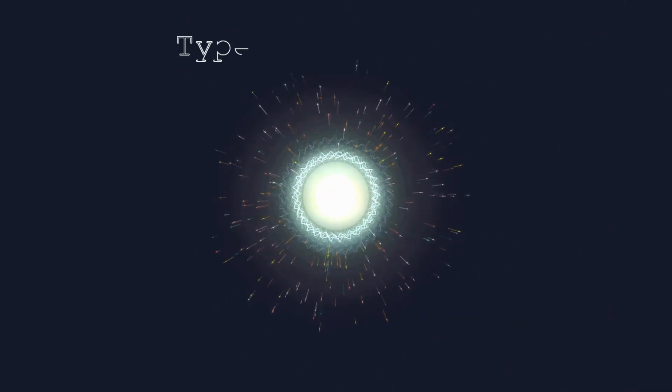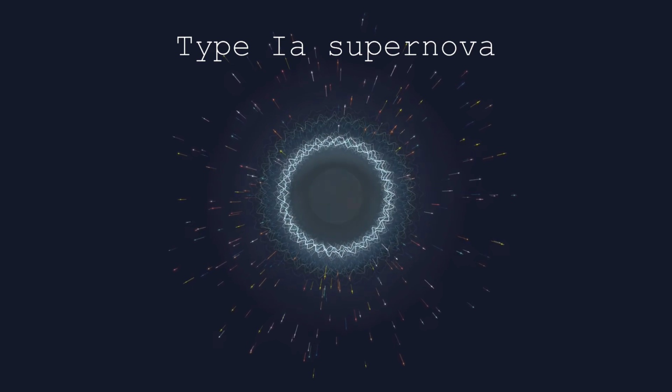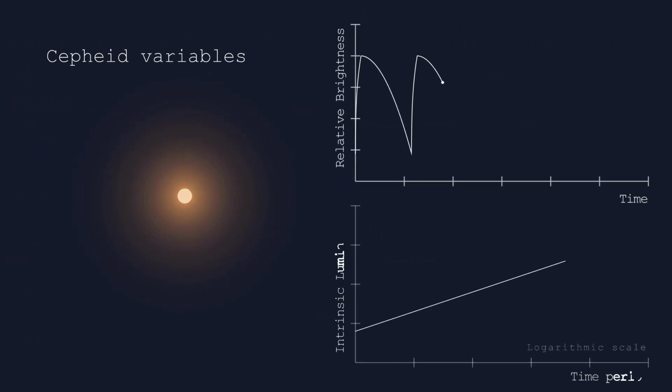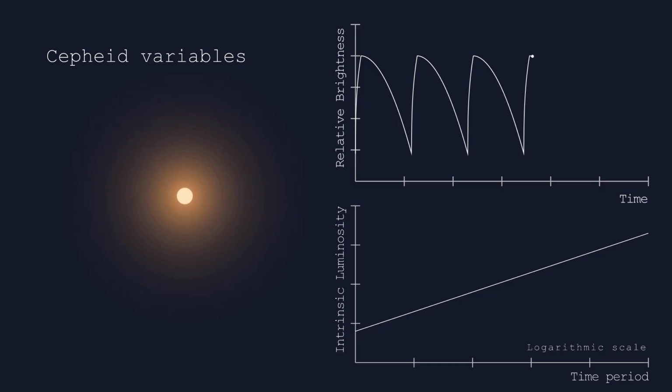That might be supernovae exploding with a consistent brightness, or Cepheid variables, which are stars pulsating with a time period proportional to its luminosity. So once we measure its time period, we can find its luminosity.